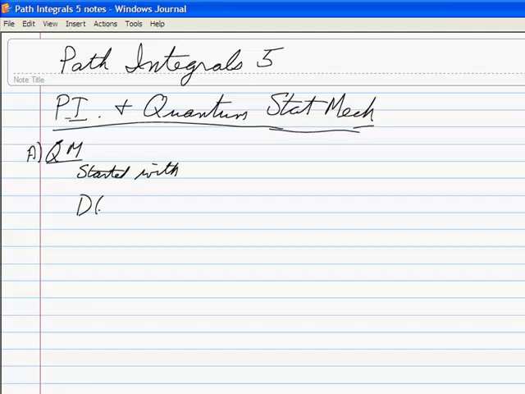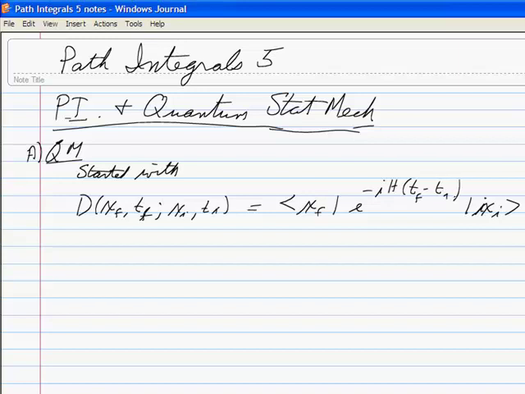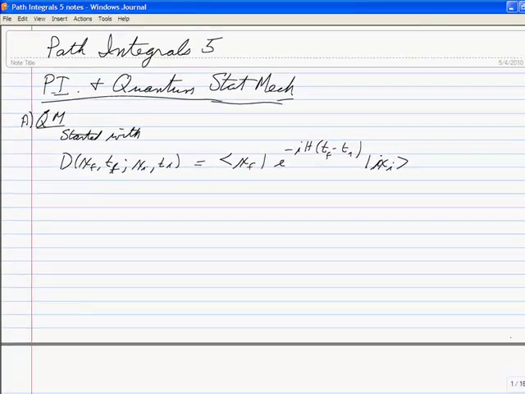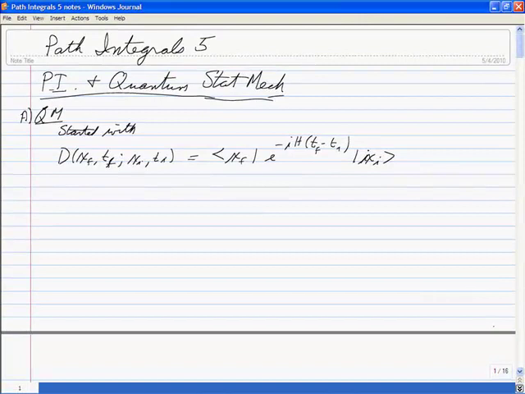It was D of x_f, t_f, x_i, t_i, which was the transition from some initial position to some final position governed by the Hamiltonian. Okay. And we wrote a path integral for that. So I'm going to come back to writing the path integral. But let's just first play with this.